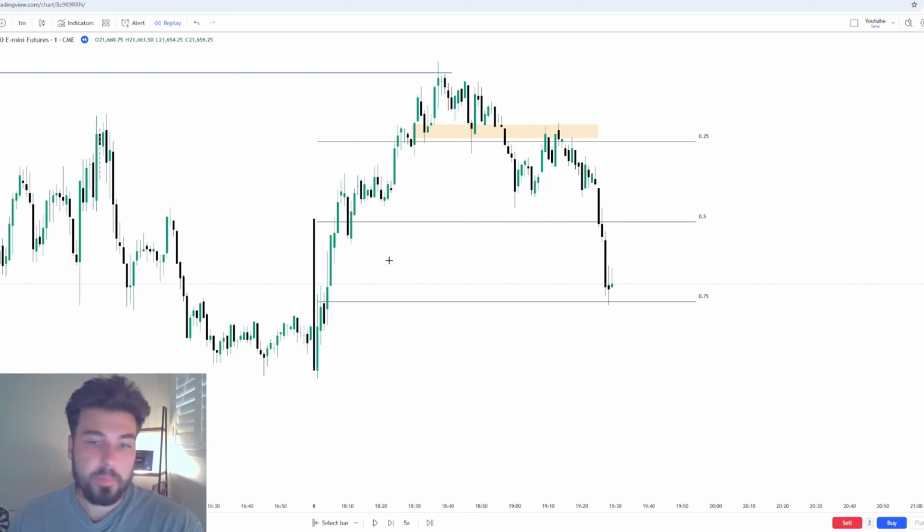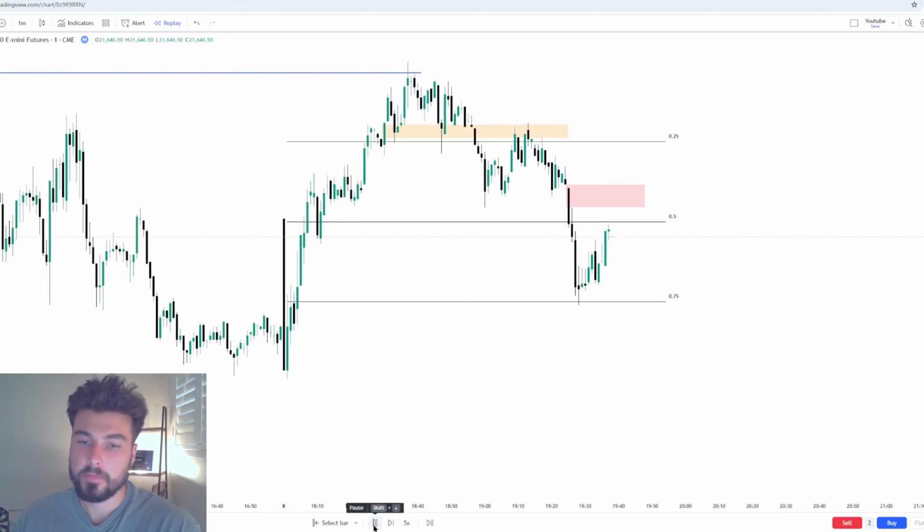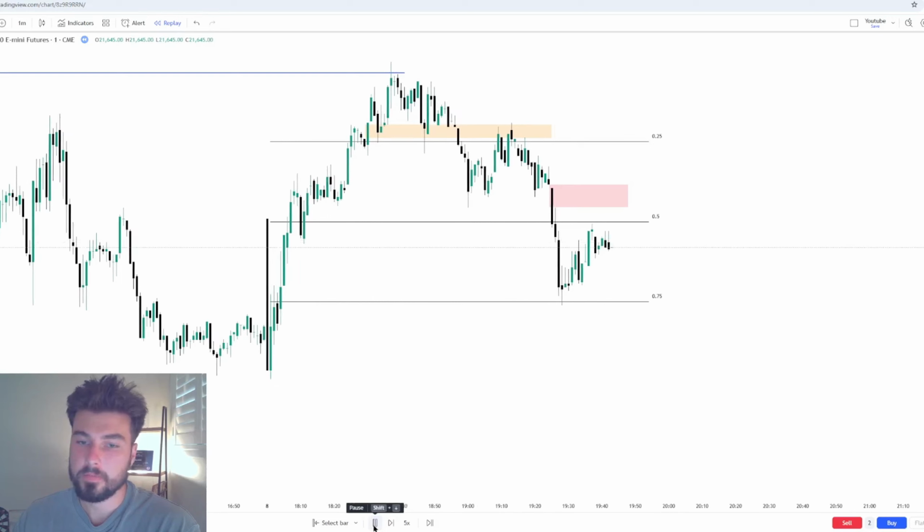Price to pull back up into around the 0.5 level. Now we've got a sell side imbalance right here. So if price pulls up anywhere into this level or even above that and then rejects, I'm happy to enter the price and enter the price action short. So let's have a look. Still not at 0.5. Still not at 0.5.